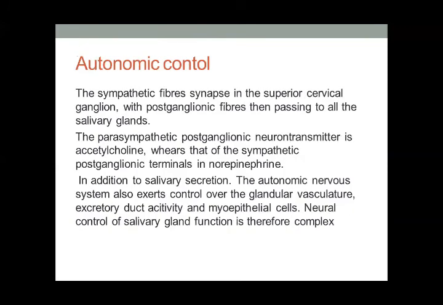Autonomic control: the sympathetic fibers synapse in the superior cervical ganglion, with postganglionic fibers then passing to all the salivary glands. The parasympathetic postganglionic neurotransmitter is acetylcholine, whereas that of the sympathetic postganglionic terminals is norepinephrine. In addition to salivary secretions, the autonomic nervous system also exerts control over the glandular vasculature, secretory duct activity and myoepithelial cells. Neural control of salivary gland function is therefore complex.